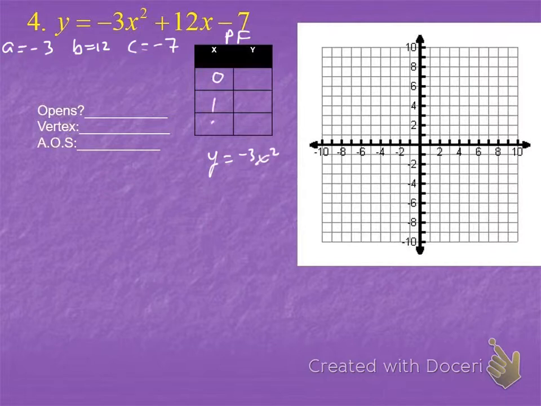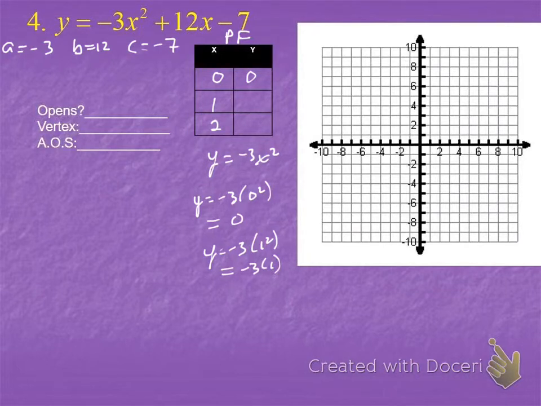So go 0, 1, and 2. A is not a fraction, so there's no reason why not to go ahead and use 0, 1, and 2. So plug those in for x. We're going to get 0 here. Again, we're using the parent function form to plug in for x because this is the parent function that we're trying to come up with. And then 2.